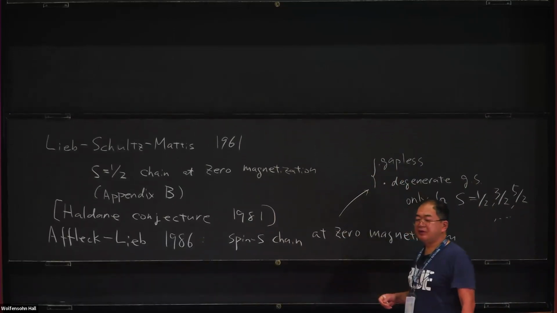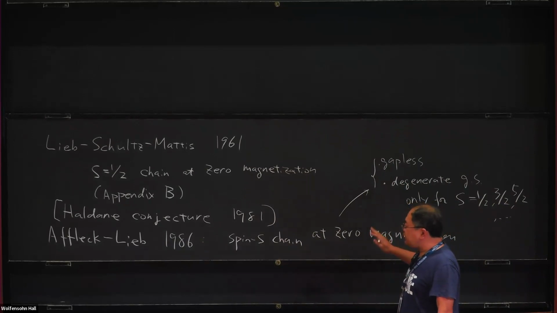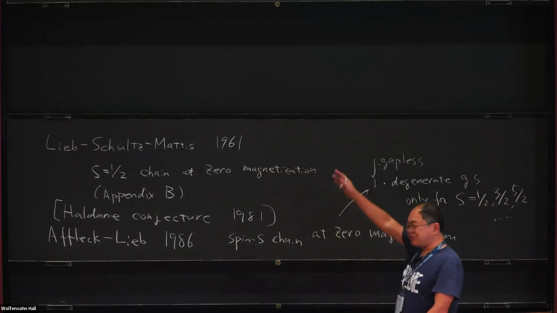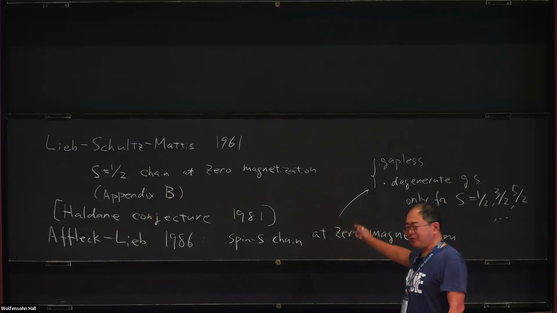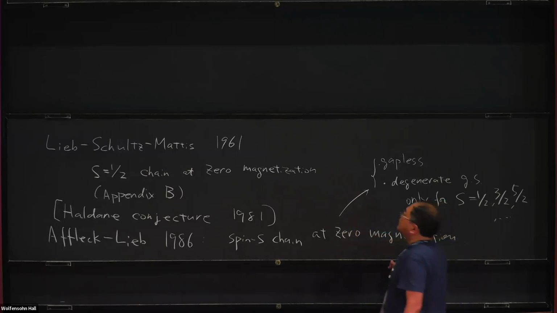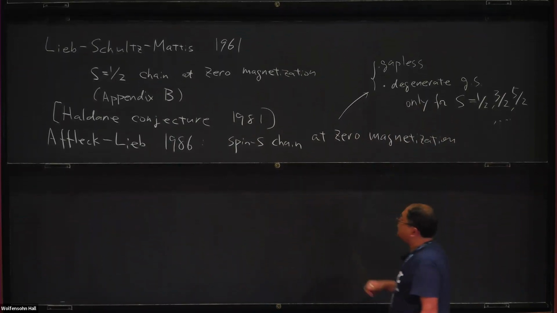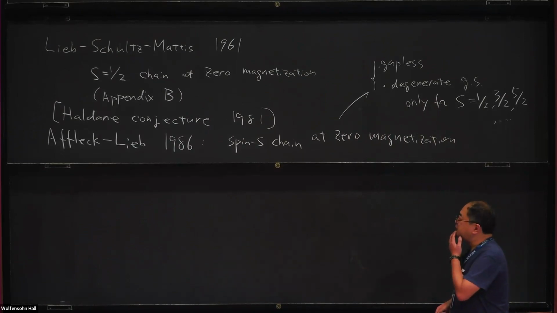What was the method of proof in the original paper? So they used a kind of variational argument, not this flux insertion. Maybe I will quickly review their original proof later. Okay.